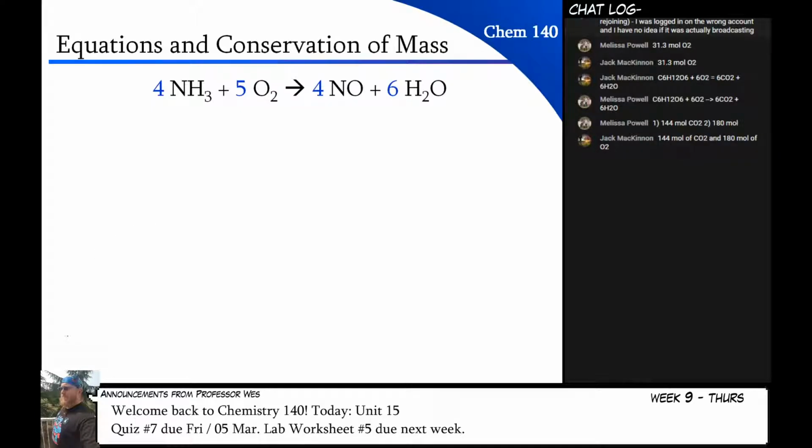So what I'm going to do is I'm going to say, okay, if I have 4 moles of this and 5 moles of this one, and 4 moles of that, and 6 moles of water, if I made each of these a mass, and then I added them all together, we can see what our totals would be. So let's do that really quickly.